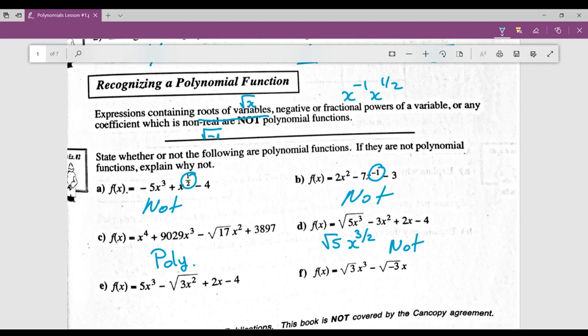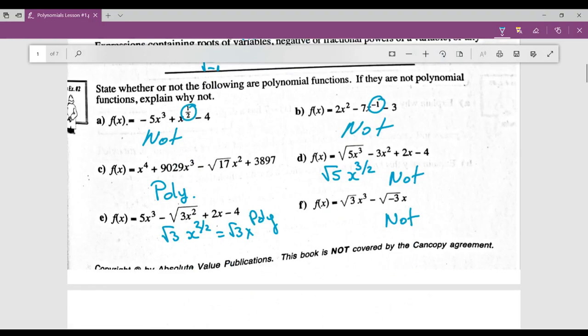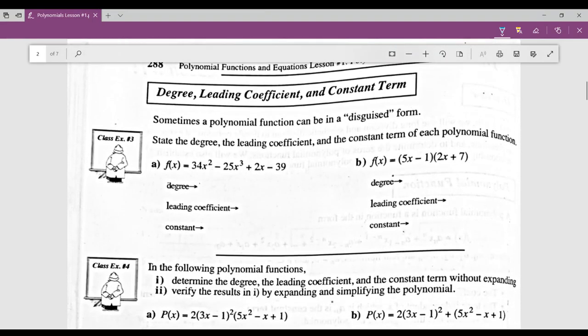This one here, it looks like this doesn't, but remember that's a square root. So we get root 3, which is fine, but we get x to the power of 2 over 2, which is actually x to the 1. So that would become root 3x. So this is a polynomial. And this one here, cube root of 3, that's fine. X cubed is fine, but cube or square root of a negative number can't do. So this is not a polynomial. All right, flipping the page.